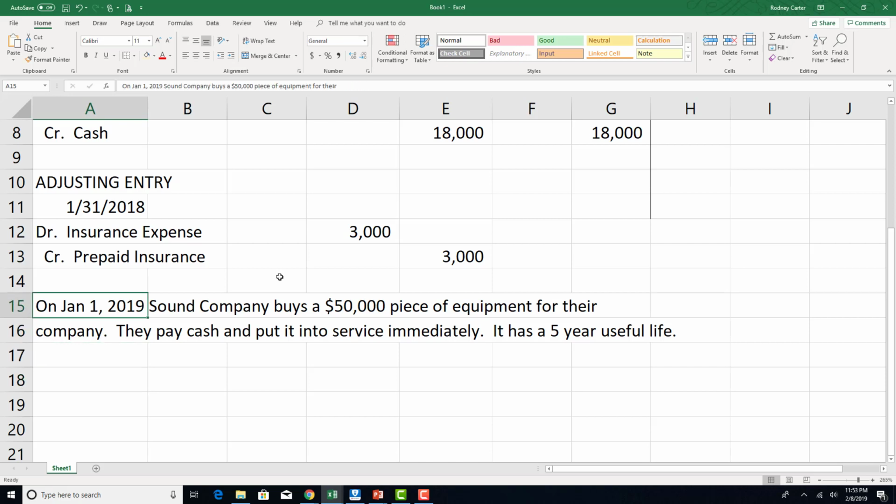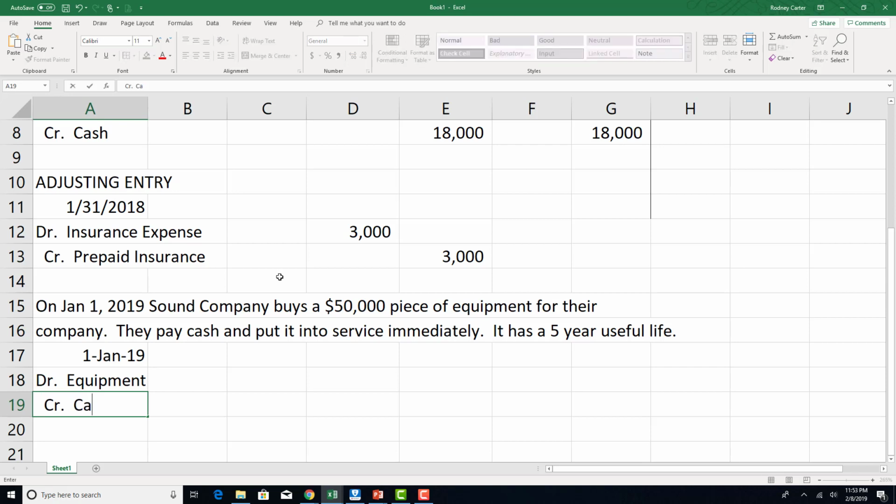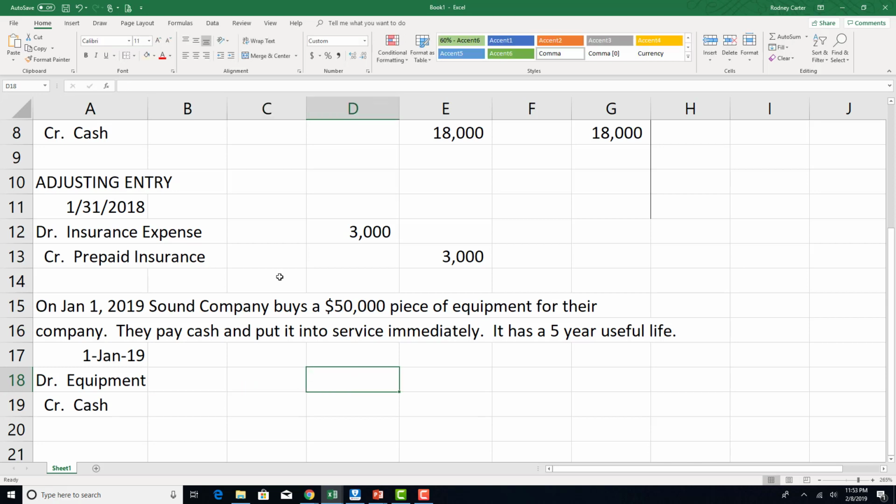So this January 1st entry is not an adjusting entry. It's just a financial transaction. We're going to debit equipment, and we're going to credit cash, $50,000 and $50,000.